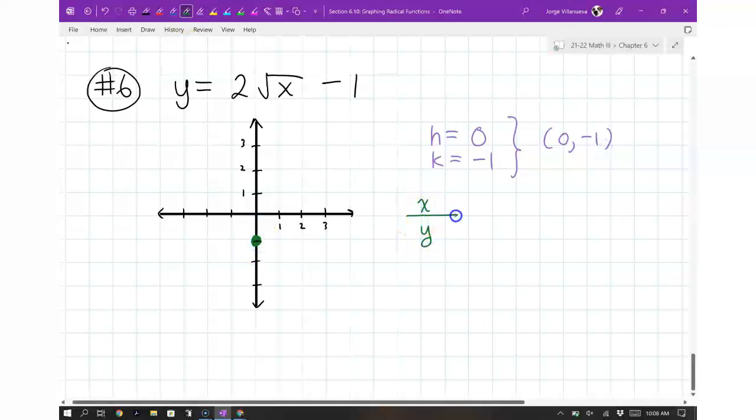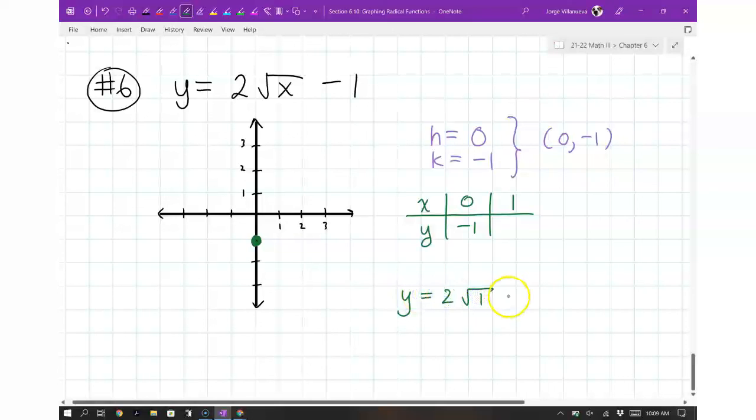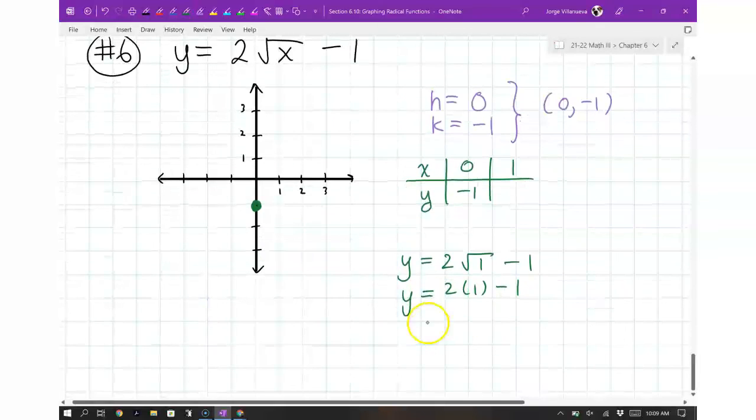X, Y, just like we've been doing. 0, -1, that's one of them. What X value should I pick next? A 1, right? Go to the 1. Now let's plug that into my equation. So Y equals 2 square root of 1, minus 1. Well, the square root of 1 is 1. So that's just 2 times 1 minus 1. That equals 1. So 1, 1.